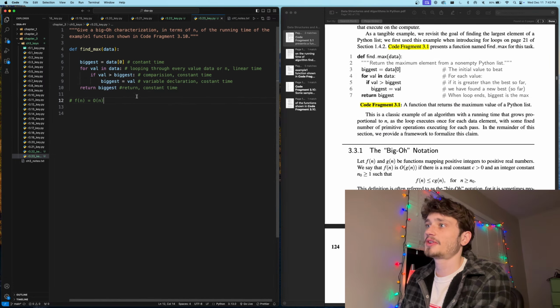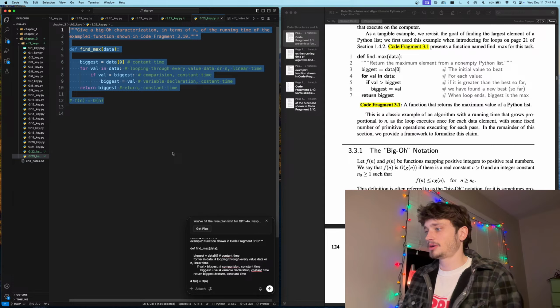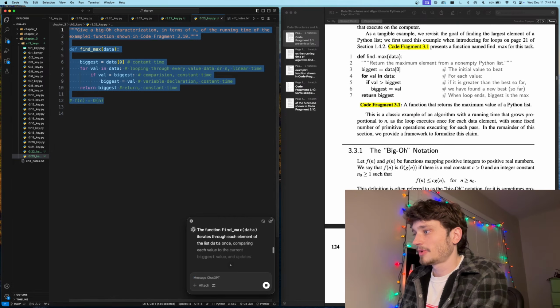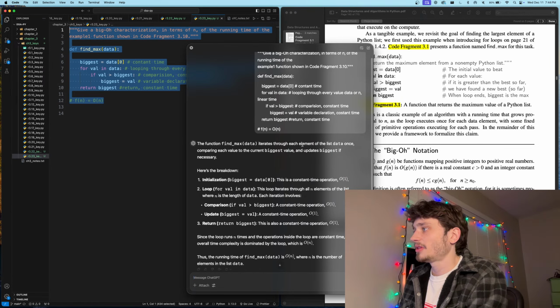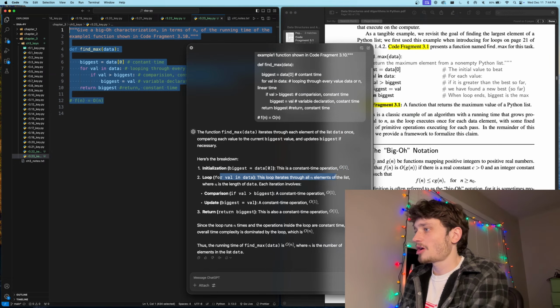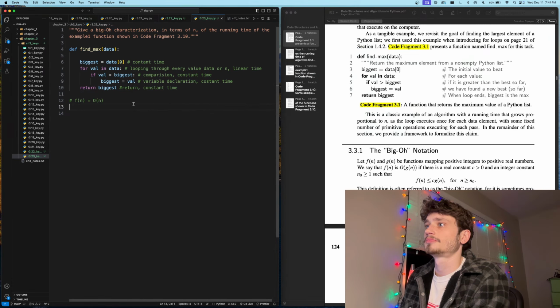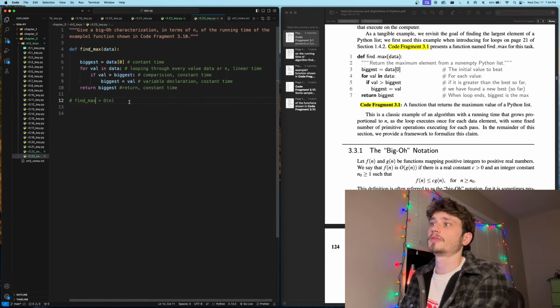Okay, so I think that this function would just be O of n time. So I'm going to copy this into here. The function find max iterates through each element of the data list once, comparing each value to the current biggest value and updates the biggest if necessary. Here's a breakdown. A constant time. This loop, all elements, iteration involves O of 1, O of 1, O of 1. So it runs in O of n time. So find max equals O of n time. Cool.